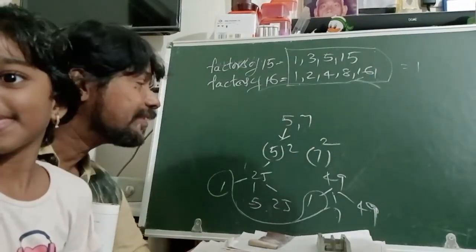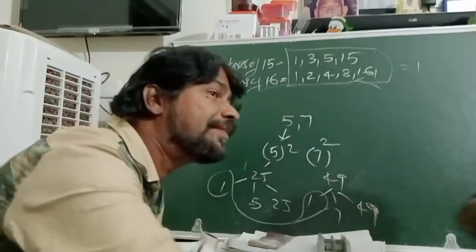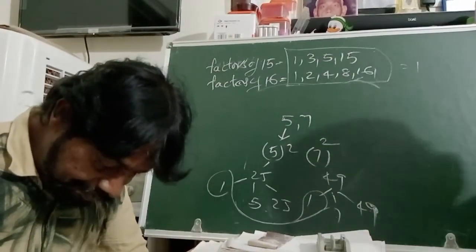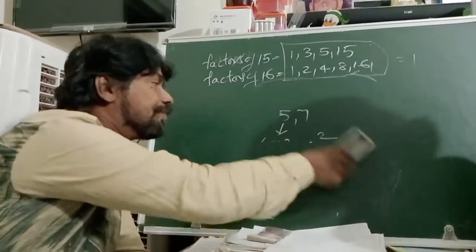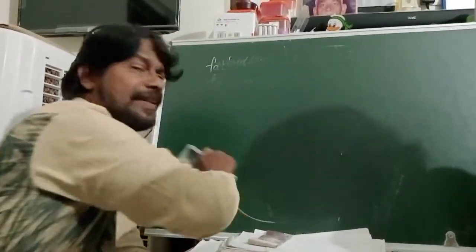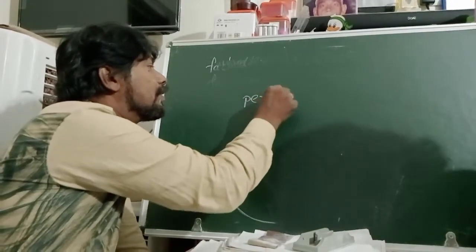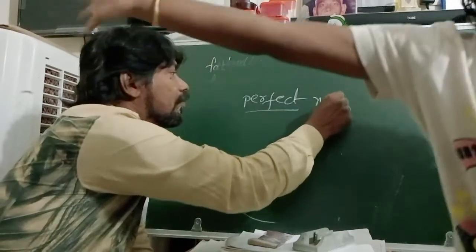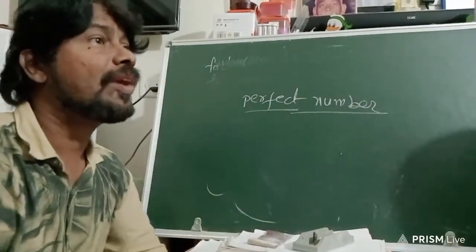These are some of the properties of prime numbers. Next one, perfect number. What is a perfect number? Very important. All these are very fundamental and useful when series questions come.